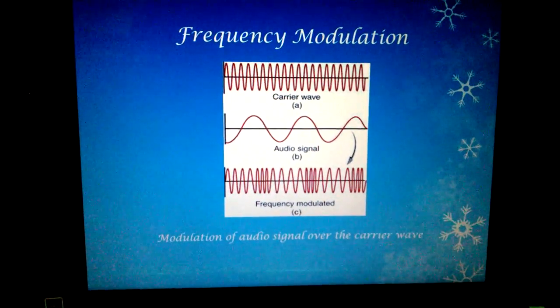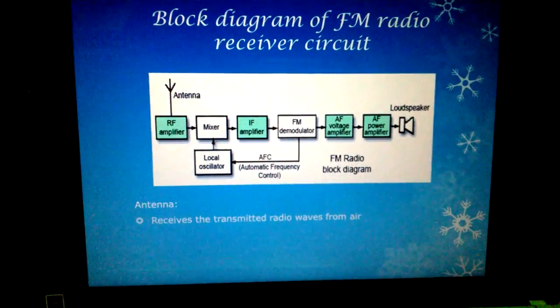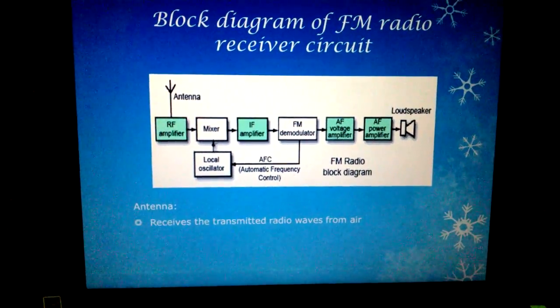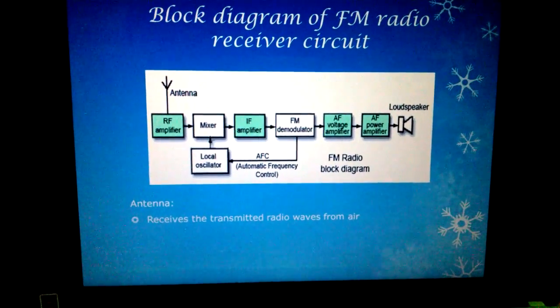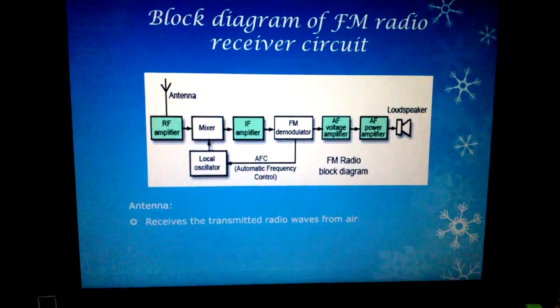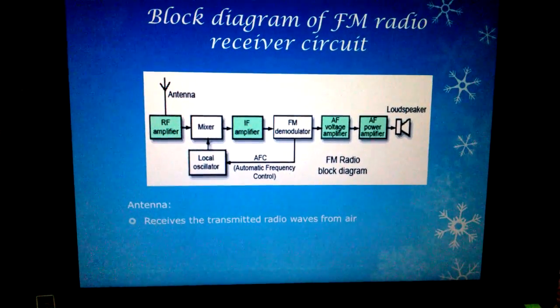Let us look at the block diagram of a FM radio receiver. The antenna receives the transmitted radio waves which flow through the metal antenna, making electrons vibrate inside it. This produces an alternating current, recreating the original signal.